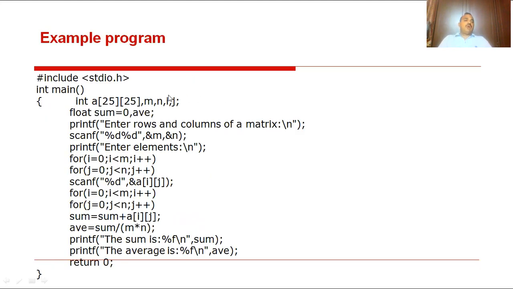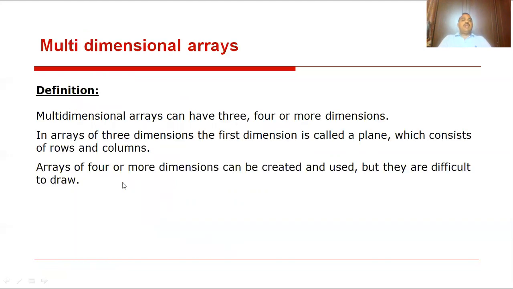This is an example program for two-dimensional arrays. This is the declaration a of 25, 25: 25 rows and 25 columns. Clear? Then read the first matrix values, the table values, and find the sum of all elements in the table. Then find the average. Then display the sum and average of the two-dimensional array.